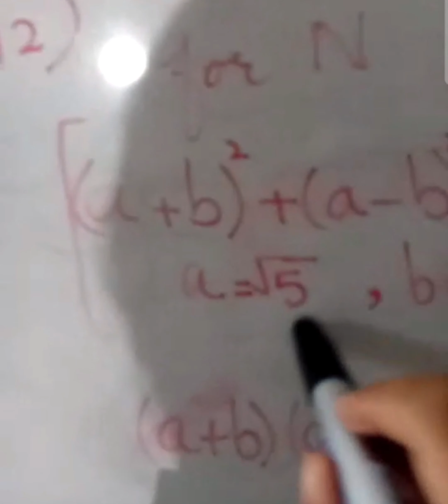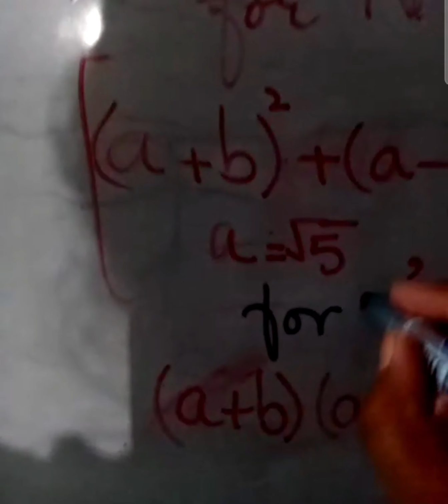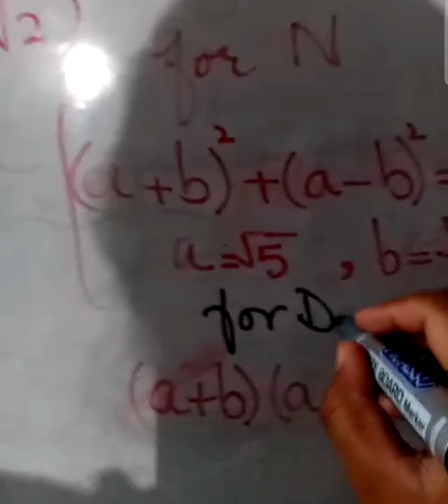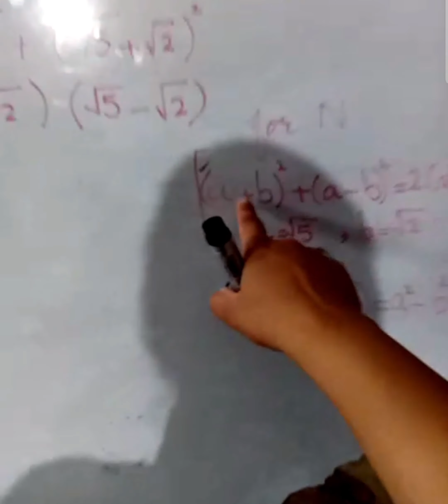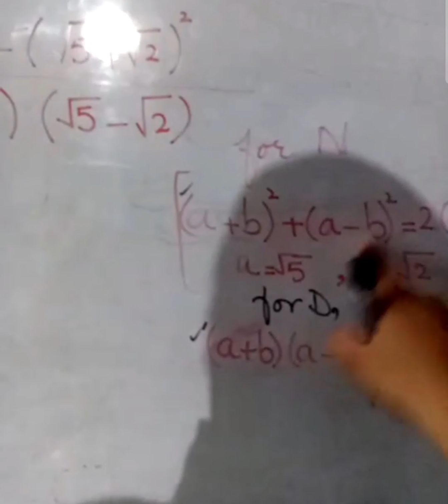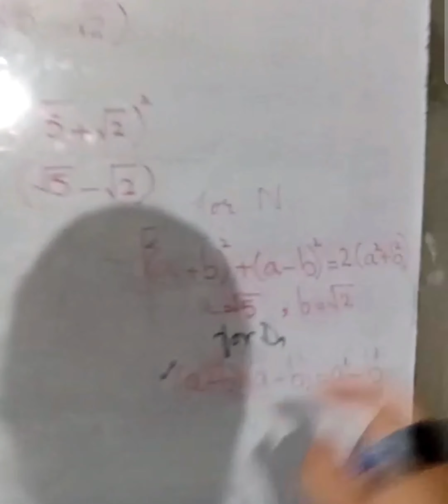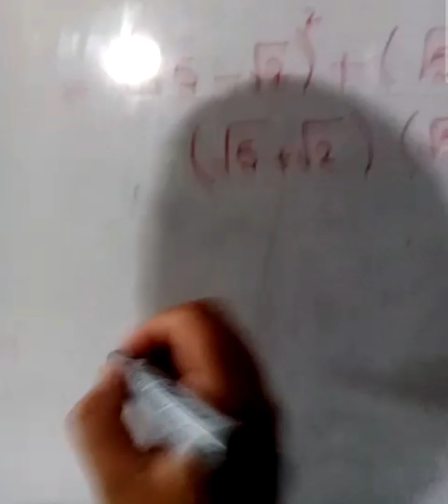Here again the value of A is square root 5 and B is square root 2, so no need to mention it again. For the denominator we have done this formula, and for the numerator we have done this formula. A plus B whole square plus A minus B whole square is given in the question, so we have to form 2 times A square plus B square.